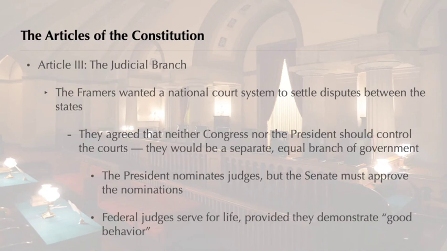Although each state had its own courts, the framers wanted a national court system to settle disputes between states. The framers agreed that neither Congress nor the President should control the national courts. Accordingly, the President nominates judges, but the Senate must approve the nominations. Once appointed, judges may serve for life as long as they demonstrate good behavior.